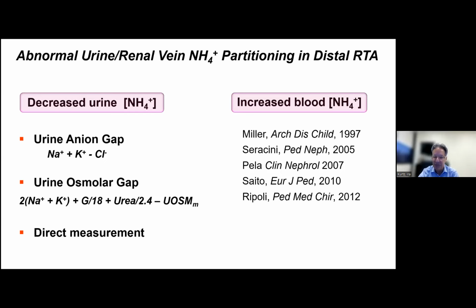Remember, there's an X amount made by the kidney, and then it gets split 60-40. You can't tell if the total production is down because we can't measure the renal vein plus urine total. You don't have access to the renal vein. And therefore, we can't measure the partitioning either. All we can measure is the amount in the urine. And you have to make an inference as to whether that's due to decreased production or abnormal partitioning, which means that more of the ammonia that was made is going into the renal vein rather than the urine.